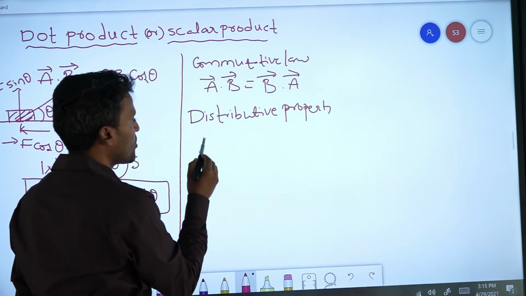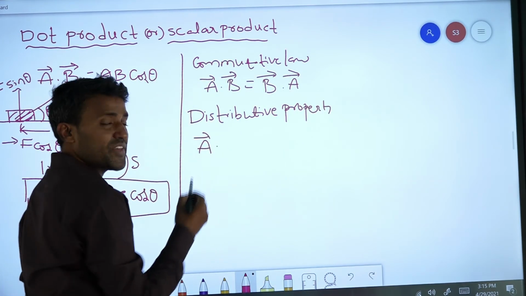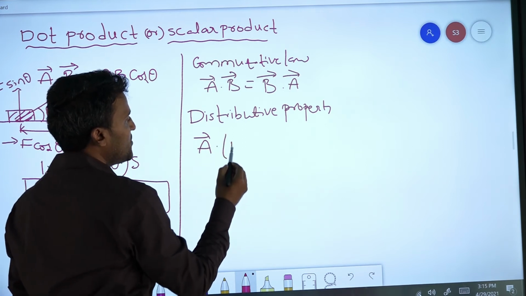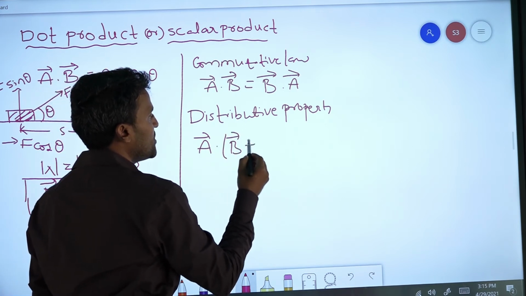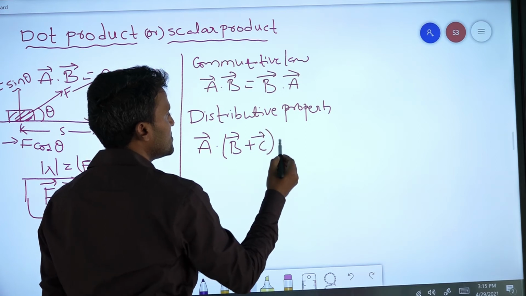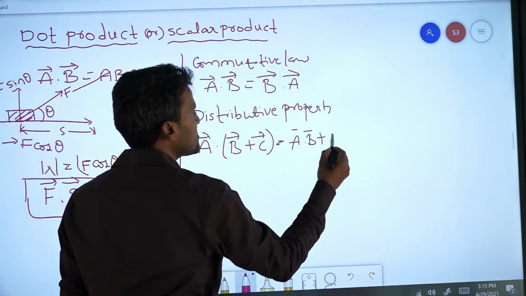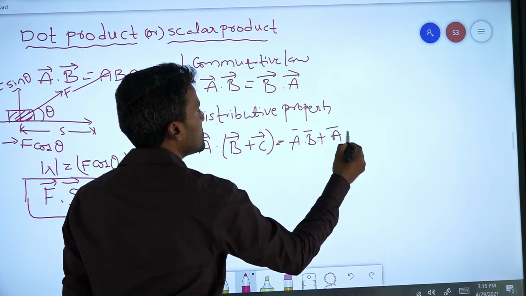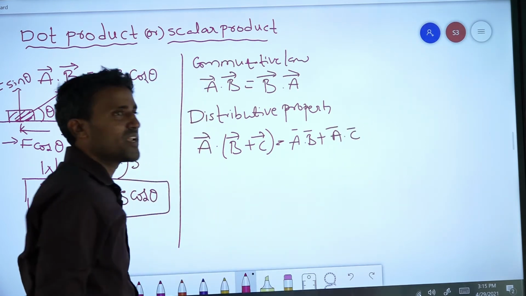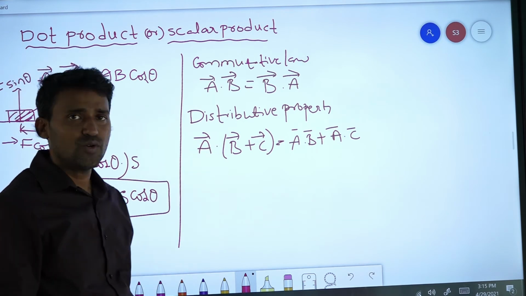What does distributive property mean? A vector dot B vector plus C vector is equal to A dot B plus A dot C. It is nothing but the distributive property.